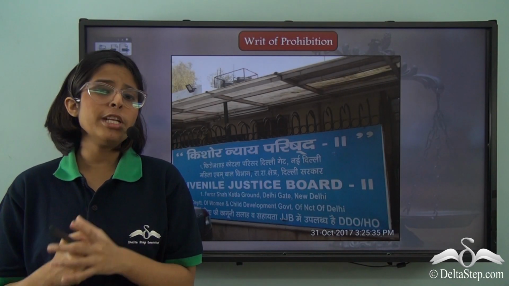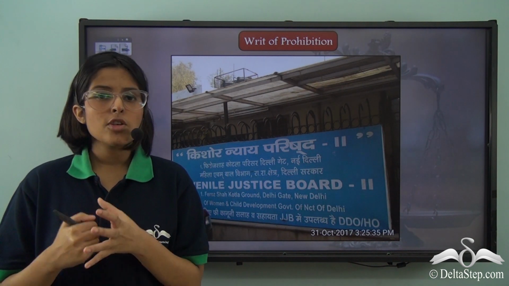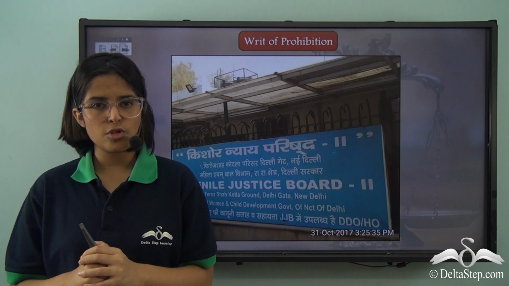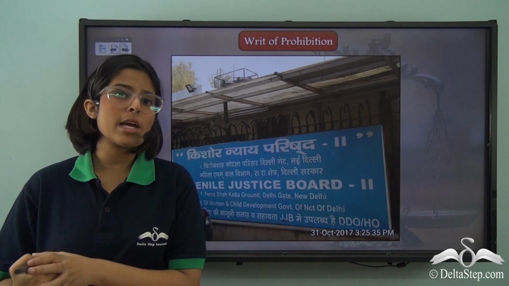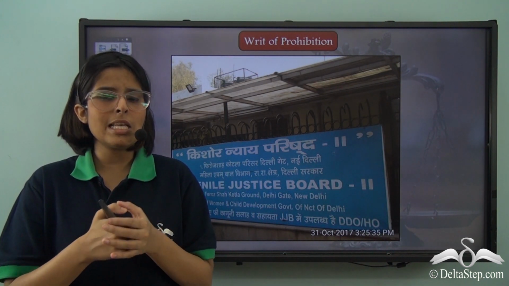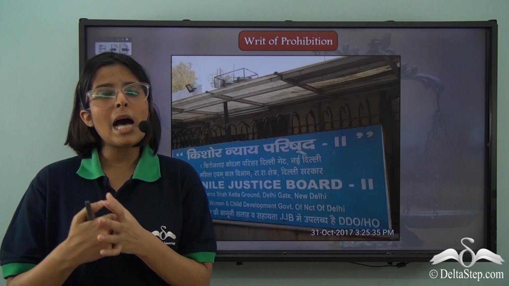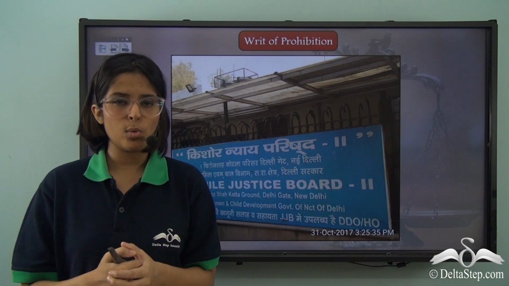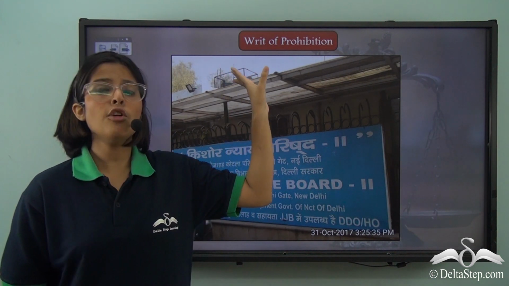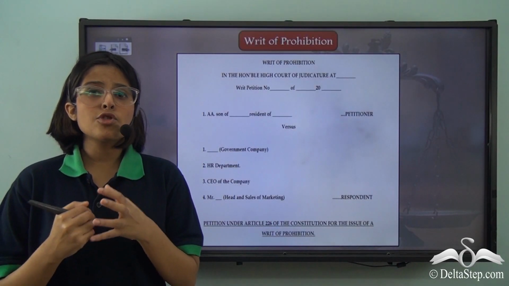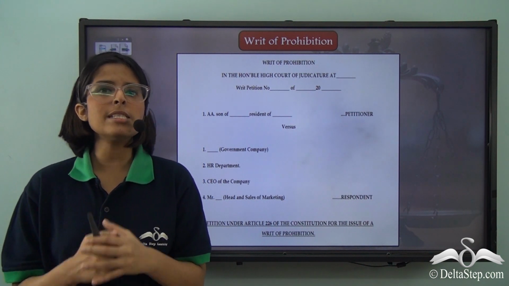Now let us assume a juvenile person has committed a murder. A juvenile person is a person who is not an adult. So if a person is below 18 years of age, juvenile persons are supposed to be tried at juvenile courts and not in regular courts. But let's assume that this case is being handled by a regular court. So in such a situation, the person can go to the court asking for his case to be taken up in a juvenile court. But if no action is taken, then he can file a petition for the writ of prohibition. This writ of prohibition will ensure that no court is exceeding beyond its jurisdiction.